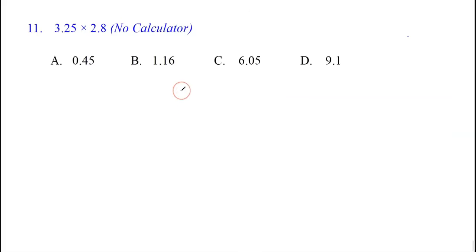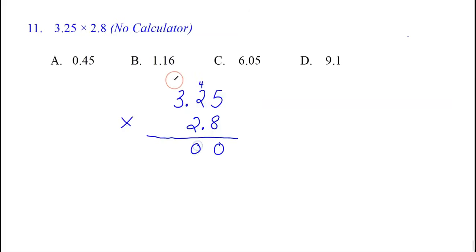I will rewrite this as follows. 3.25 times 2.8. So I'll start with the 8 here. 8 times 5 is 40. I put down my 0 and carry my 4. 8 times 2 is 16, plus 4 is 20. I put down my 0, carry my 2. 8 times 3 is 24, plus 2 is 26.